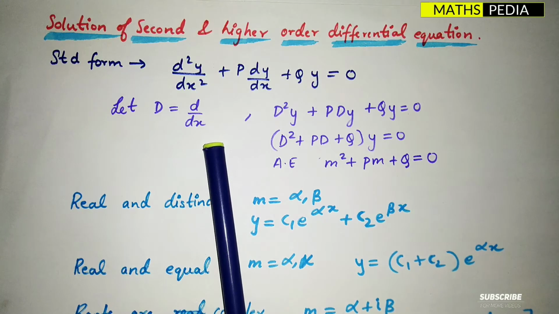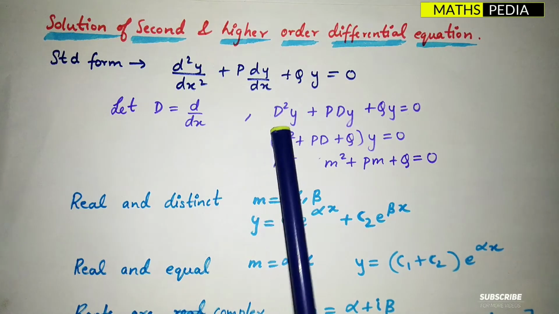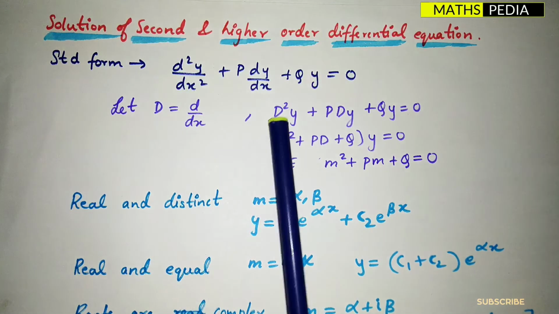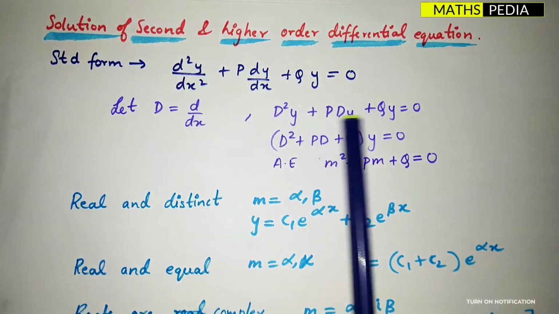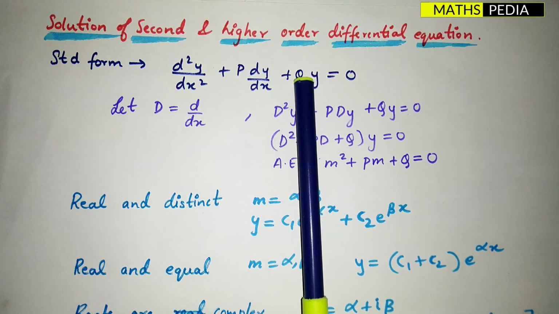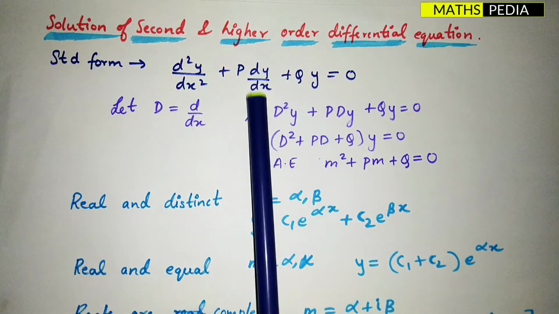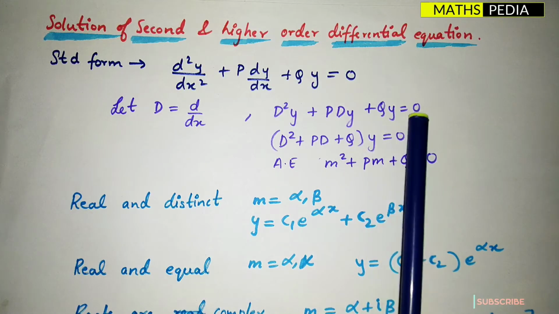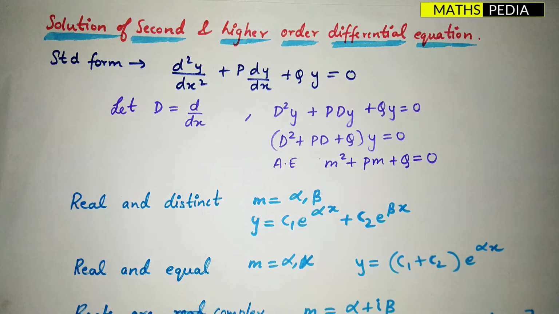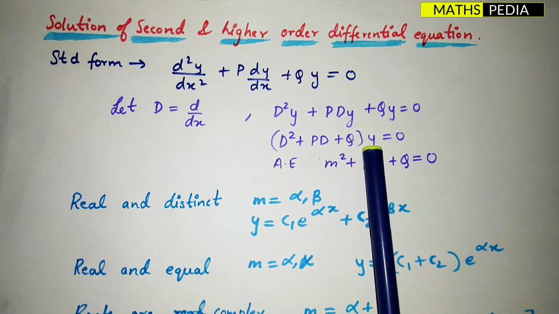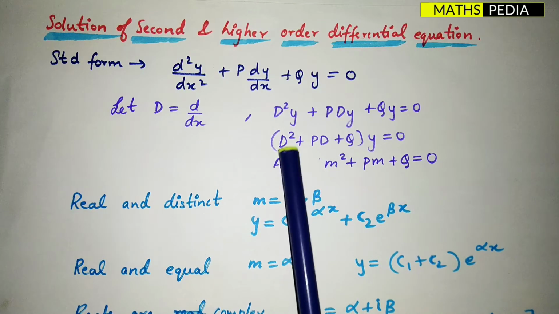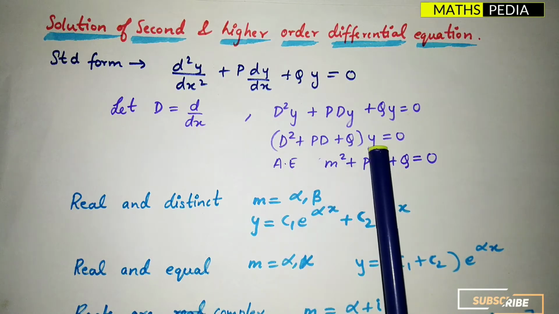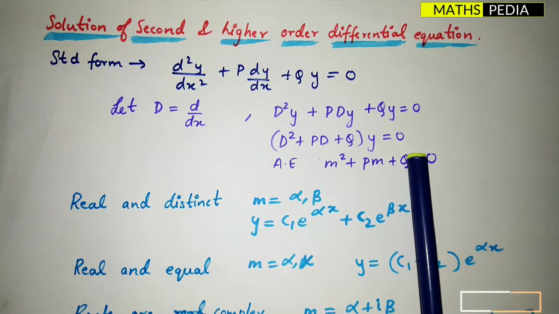to d by dx, such that D square will become d square y, plus p is a constant and q is also a constant, and this will become p dy plus q into y equal to 0. This is the equation. Then I'll take y common, so that it will become (D square plus pD plus q) whole into y is equal to 0.